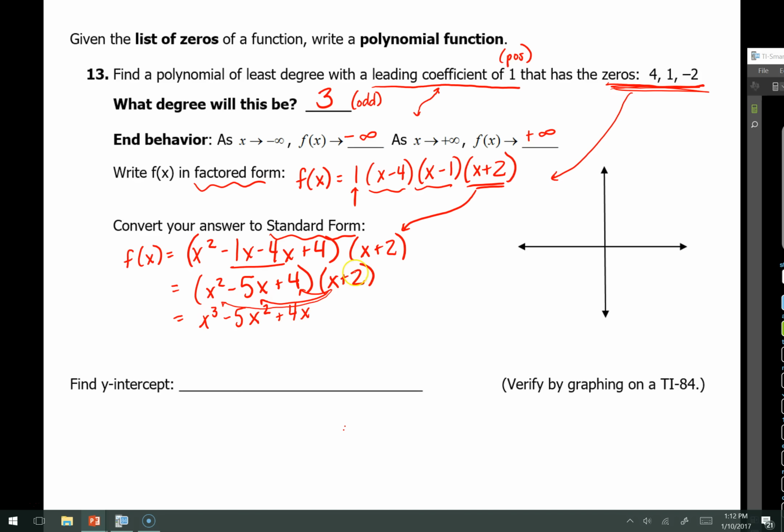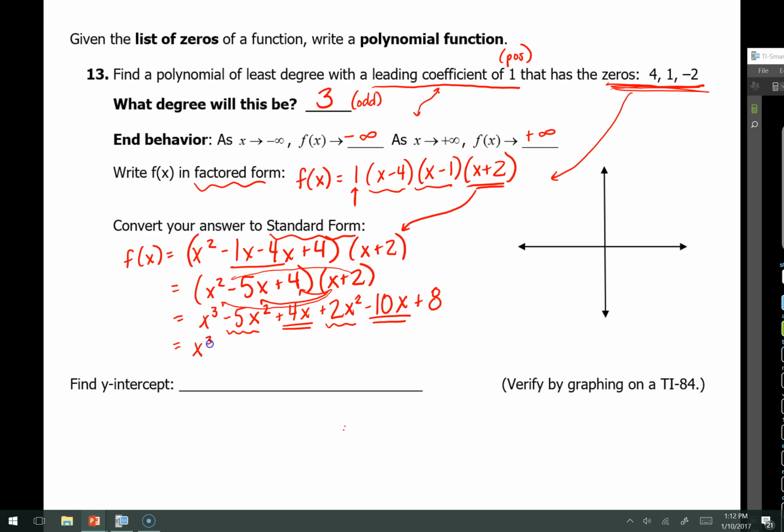Now I'm going to take the 2 and do the same thing. 2 times x squared is positive 2x squared. 2 times negative 5x is negative 10x, and 2 times 4 is positive 8. All right, do we have any terms that we can combine? It looks like we have some x squared terms, and some x to the first power terms. So let's combine these now.